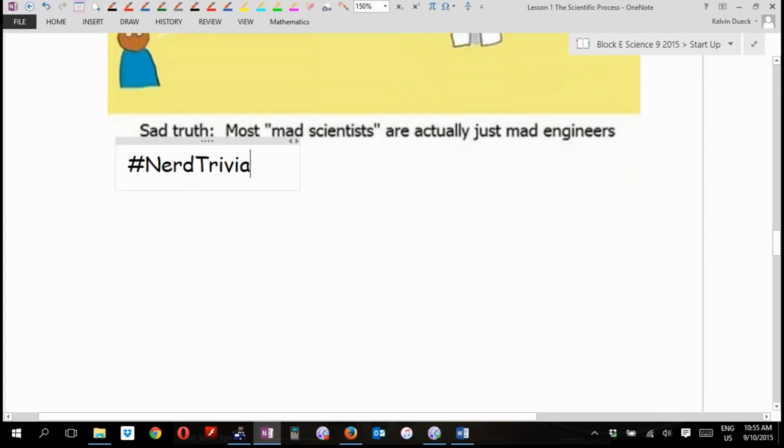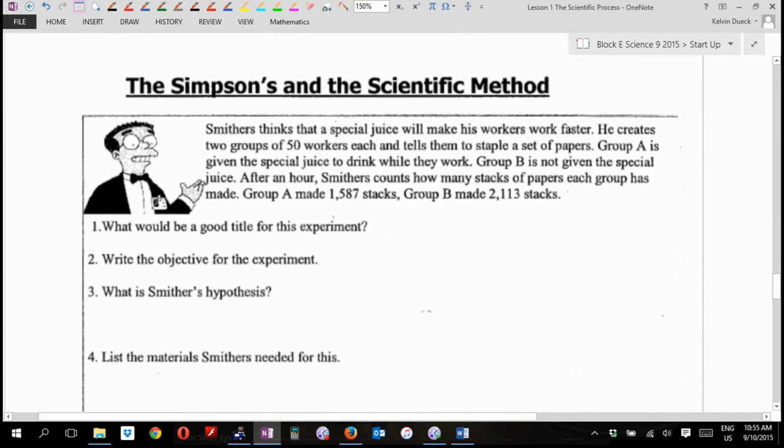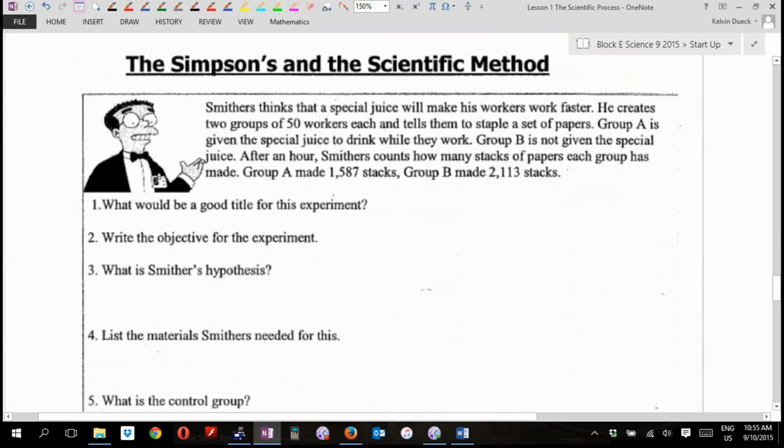There's going to be lots of that this year. So, 20 minutes left. Yay! Here is your homework. This is called The Simpsons and the Scientific Method. In each of these, you're going to have a little paragraph about one of the Simpsons characters. The first one here says this: Smithers thinks that a special juice will make his workers work faster. He creates 2 groups of 50 workers each, and he tells them to staple a set of papers. Group A is given the special juice to drink.